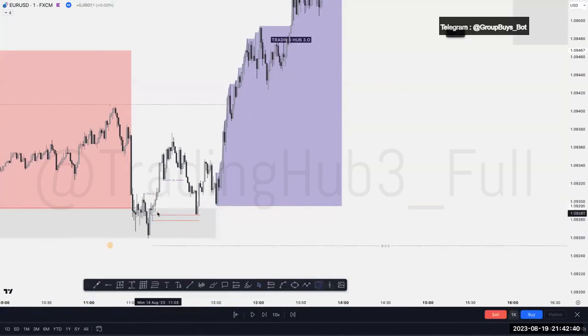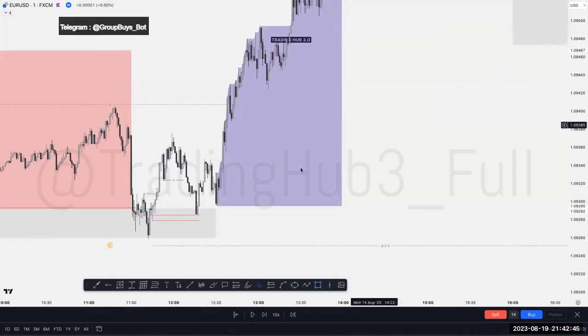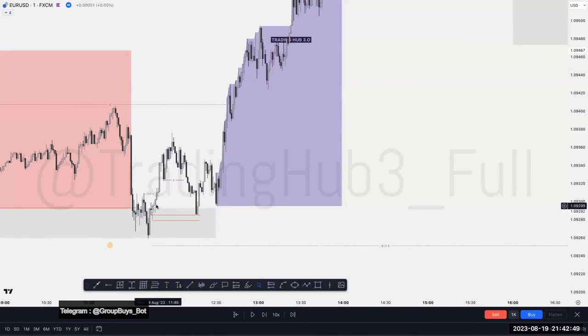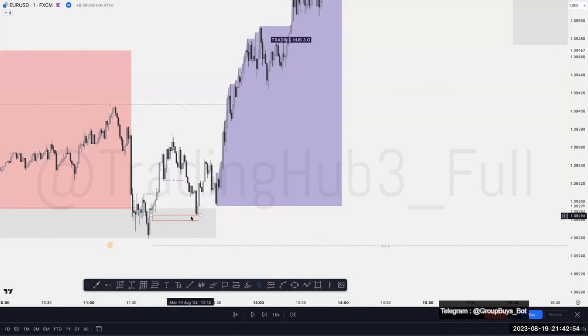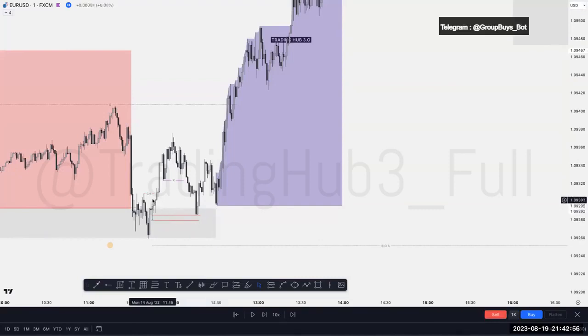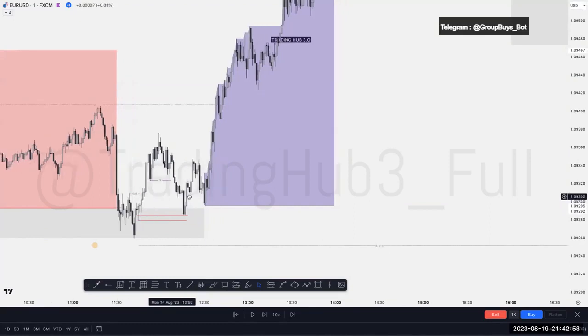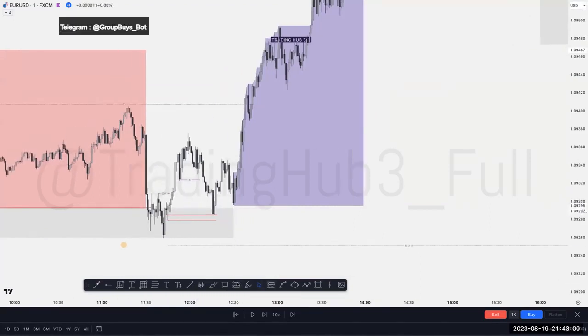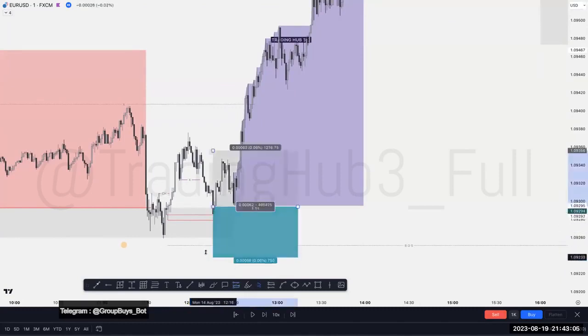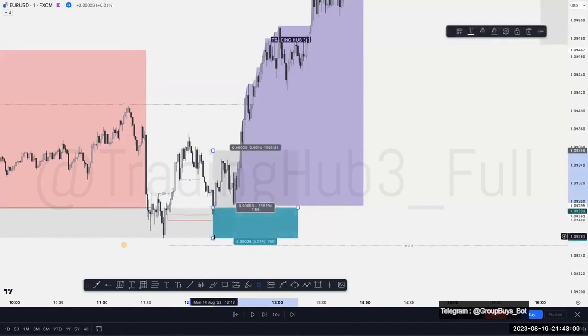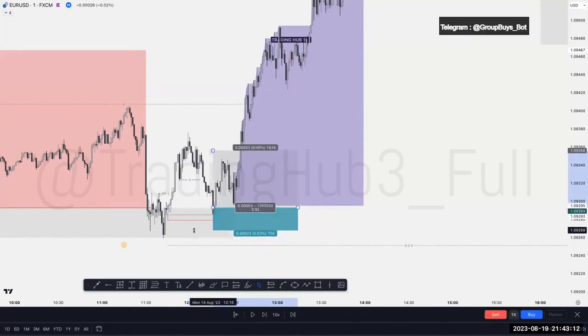If you are marking this as a POI, which is also fine, and this is also valid. But the problem is here, this shadow has not taken out the liquidity, not taken out the previous candle low. That's why we are not willing to mark this one. But if you still mark this one, then you have to put the stop loss just below it, based on the imbalance available here, right? But this one is our safer, a better entry.